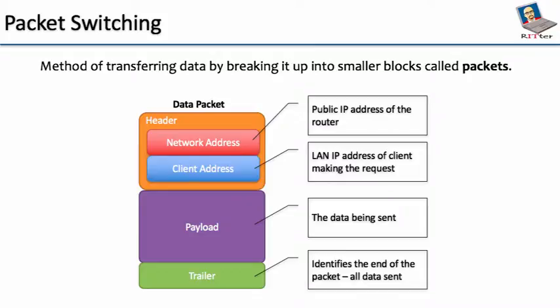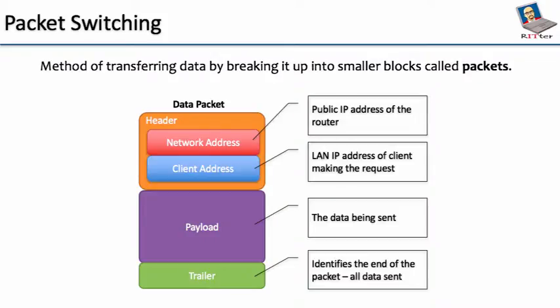But in order to get that data to where it's got to go, the network adds a header to that data packet that contains the address of the network that it's trying to send it to. So if it's on the internet, the address of that WAN, and the actual address of the client on that network that made the request. So that's how our networks know where to send data packets and what the destination is. And then there's a trailer on the end that identifies when all the data has been sent.